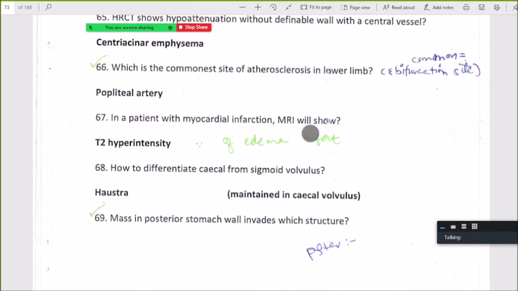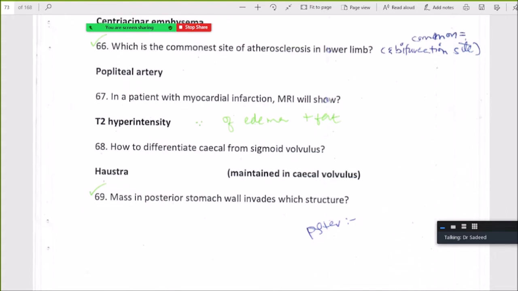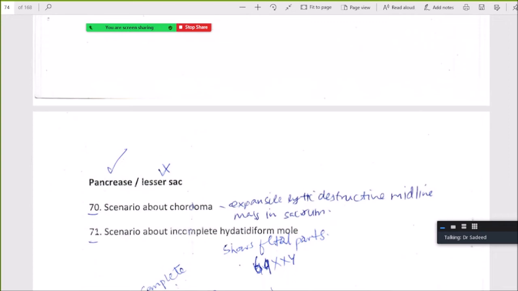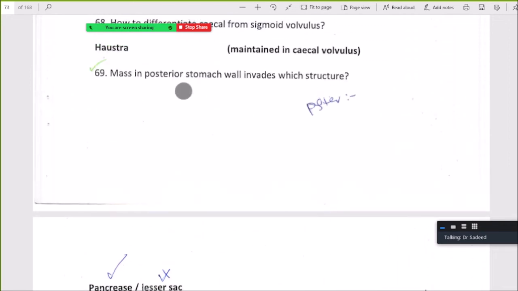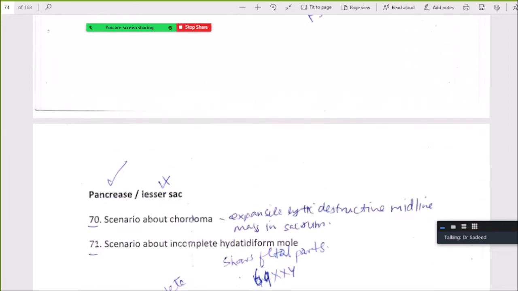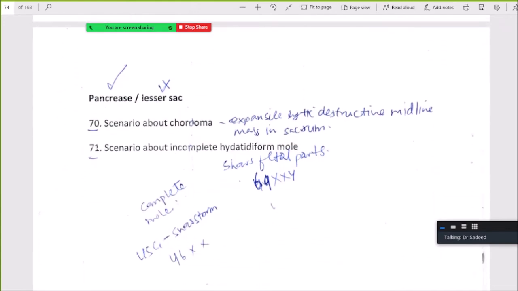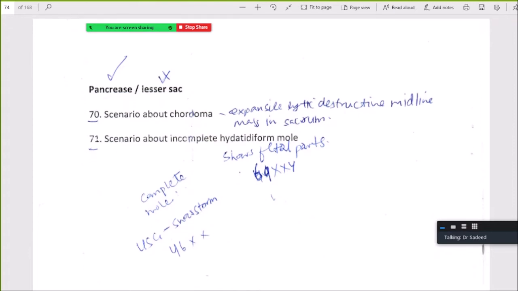67. Patient with myocardial infarction, MRI will show T2 hyperintensity because of edema and fat. 68. How to differentiate caecal volvulus, how the straw is maintained in caecal volvulus. 69. Mass in posterior stomach wall involves which structure? Pancreas. If there is no such option, it will be the gastroduodenal artery. After gastric ulcer rupture of the stomach, it may involve the gastroduodenal artery.